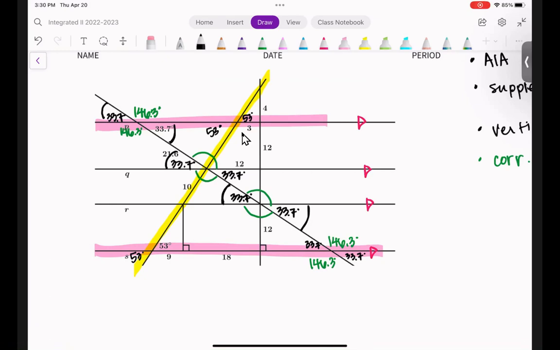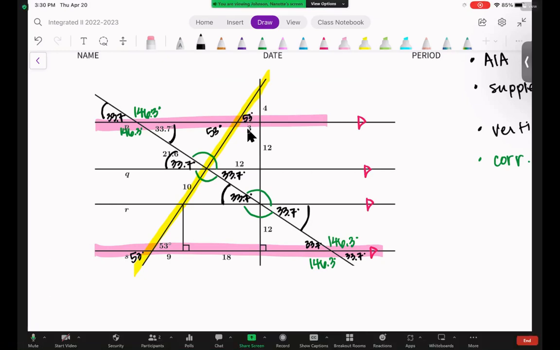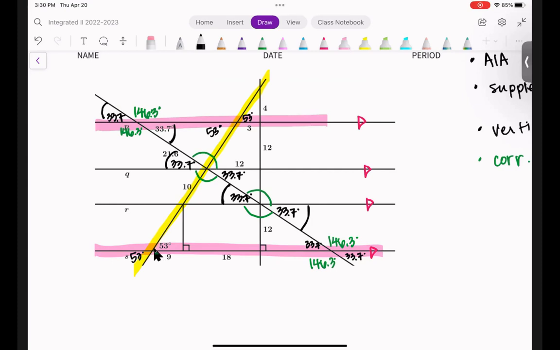All right, so what else can we find? Do you see any other angles that you can find from here? Some of you are saying, Miss Johnson, we could talk about the linear pair. And you're right. So this would be 180 minus 53. Let's see. 180 minus 50 would be 130, and then take away 3 more, so that's 127. So this angle in here is going to be 127.